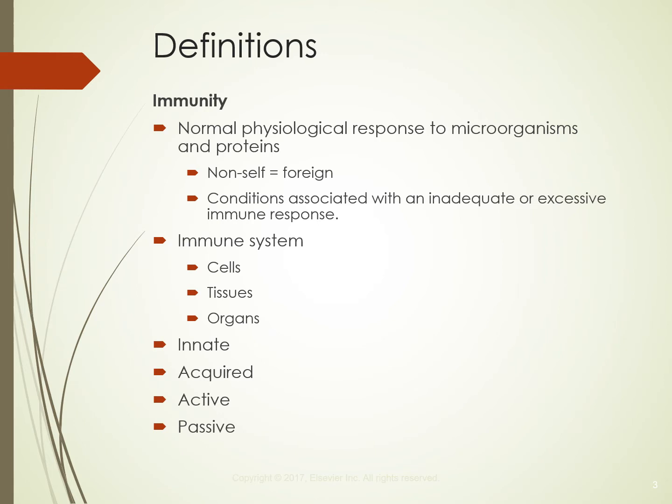As noted previously, this concept includes abnormal function leading to health problems. For the purpose of this concept presentation, a broader definition of immunity is used: the normal physiological response to microorganisms and proteins, as well as conditions associated with an inadequate or excessive immune response. Additional terms are used to differentiate the type of immunity.